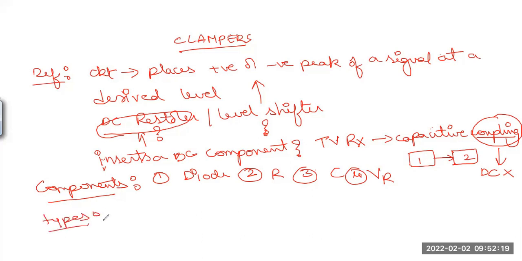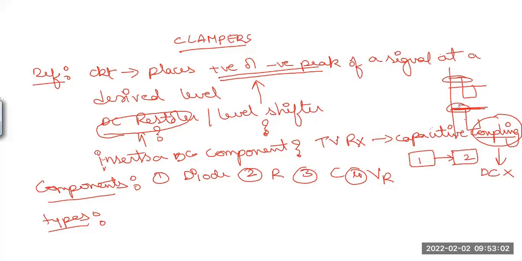Now, what are the different types of clamping circuits we have? That depends on our definition. What did we say? It is shifting the positive peak or the negative peak, right? For example, if I take an input like this, let us say a square wave, what does the clamper circuit do? The clamper circuit will give you an output like this. The positive peak has been shifted to the zero axis, and at the same time the negative peak is shifted downward by the same proportion.